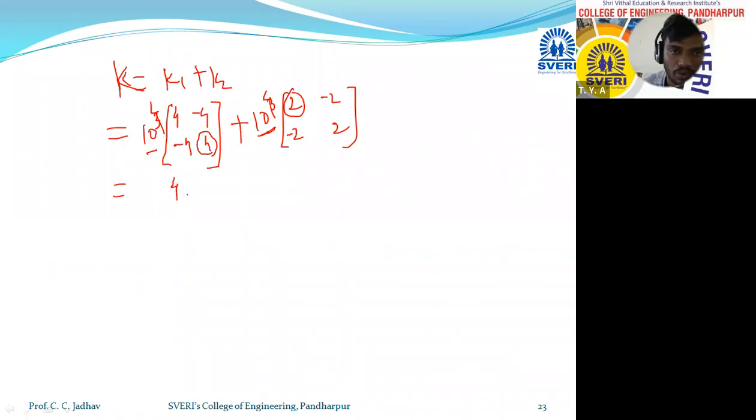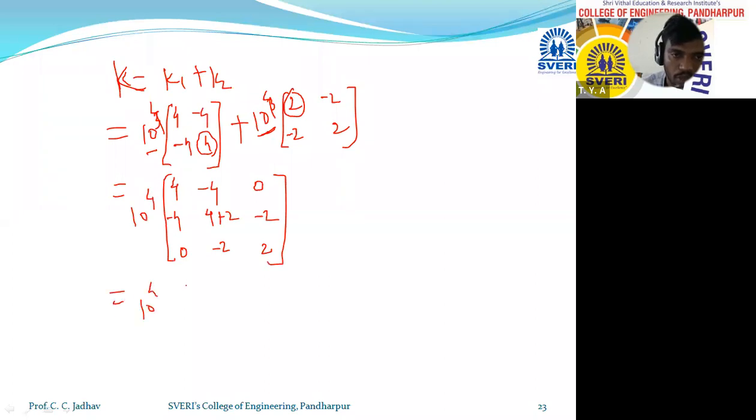Write 4, -4, -4, this 4 plus this 2 plus 2, then -2, here -2, -2, here make it 0. This is the addition of your two matrices into 10 raised to 4. See how it comes out: 10 raised to 4 times 4, -4, 0; -4, 6, -2; 0, -2, 2. So this is your final global matrix values.